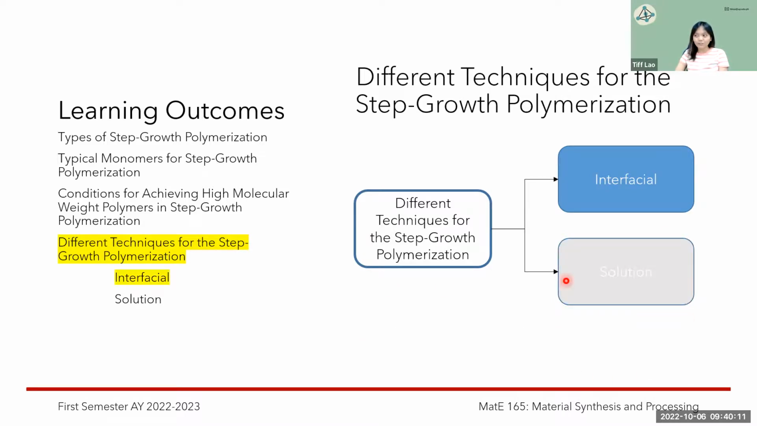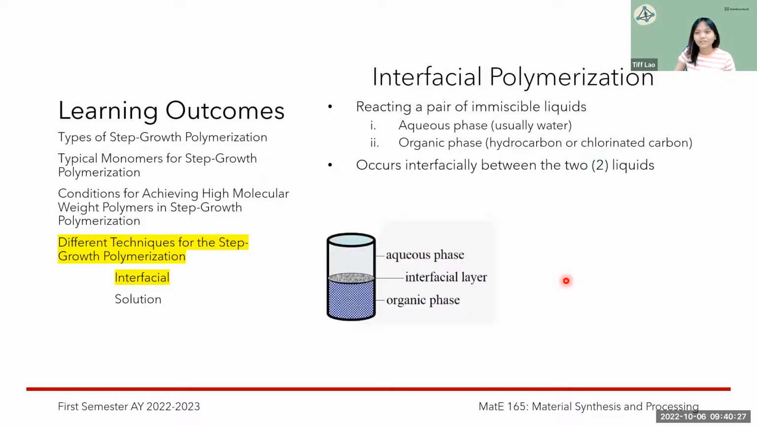Okay, interfacial polymerization. Well, in my opinion, if you care about my opinion, interfacial polymerization is the most fun step growth polymerization technique. And you'll know why. Kapag interfacial polymerization, you are reacting a pair of immiscible liquids. So may aqueous phase ka at saka organic phase. Tapos each phase, nandito yung monomer mo. Tapos, yung gitna niyan, diyan nabubuo yung polymer mo.